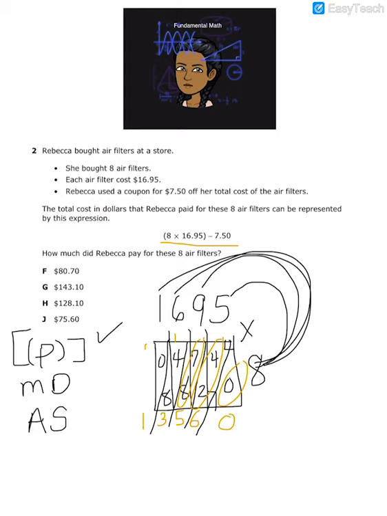All right. So if I look at the 16.95, there were 2 digits to the right of the decimal total. So I'm going to swing my decimal twice in my product. So I have now $135.60. Now we can't forget about this last part, $7.50. We have to subtract that.